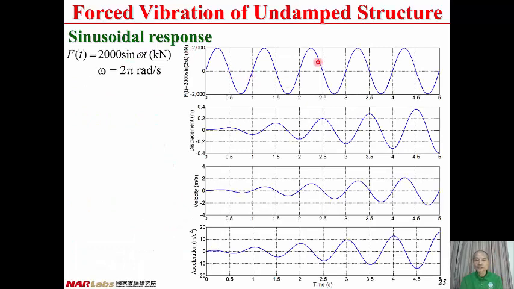And here's the external force, and here are the plots for the displacement, velocity, and acceleration. Let us consider the period first. From here to here, 1 second, 1 second, 1 second, 1 second, 1 second, 1 second. Therefore, the period of vibration equals 1 second. And then we observe the amplitude of the vibration. It becomes larger and larger, and is proportional to t. As t becomes larger, the amplitude becomes larger and larger.